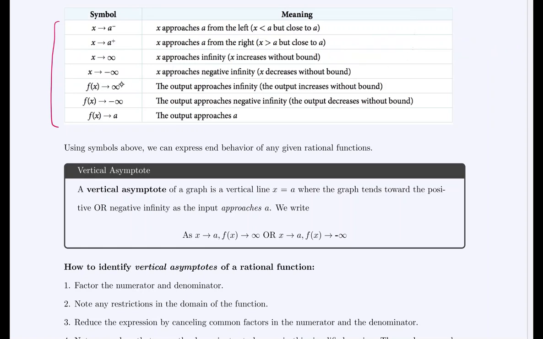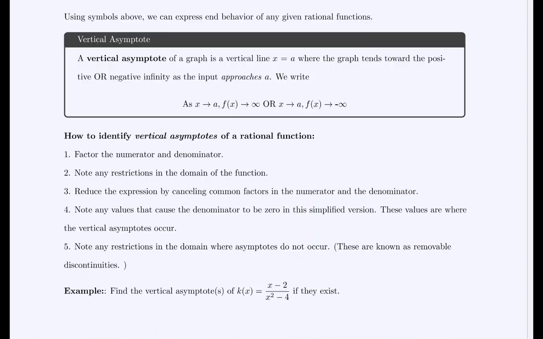The output values approach infinity. That would be when the output values are getting higher and higher. The output values f of x approaching negative infinity is when the output values are getting lower and lower. And f of x approaching a is just the output values approaching some fixed y value. These symbols are just a quick way that we can express the behavior of functions. So for instance, as x goes to some value, this is the behavior of the y values.